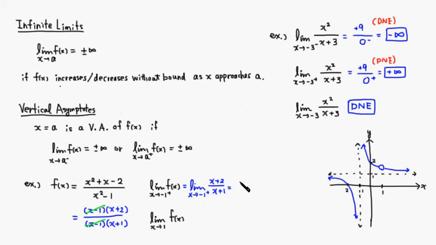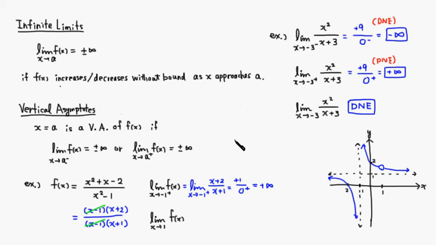Negative 1 plus 2 is positive 1 on top, and negative 1 plus 1 on the bottom is actually 0. Since x approaches negative 1 from the positive side, the denominator is going to be positive, so this goes to infinity. Positive divided by positive is still positive. So this one-sided limit goes to positive infinity. It could have been negative infinity. Therefore, x equals negative 1 is a vertical asymptote.